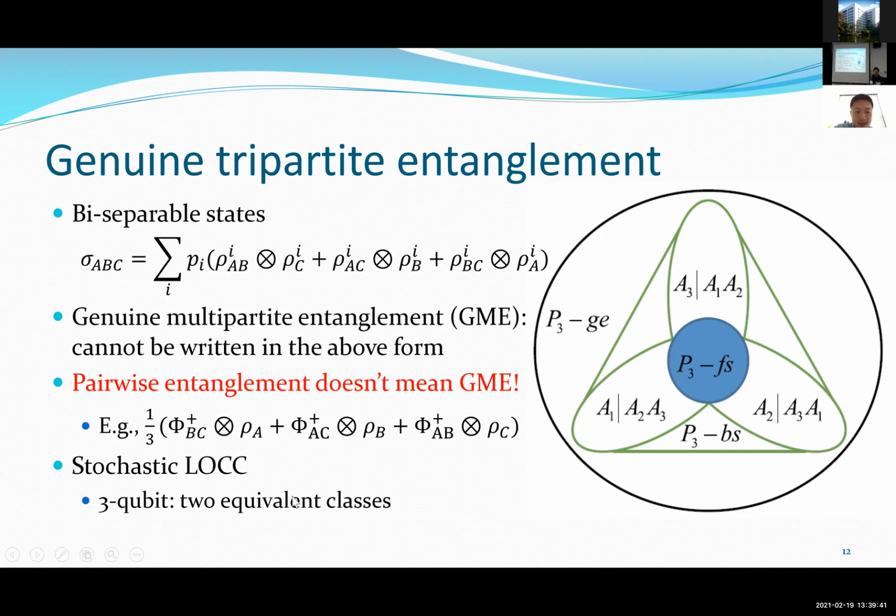And we know there are the famous Dür-Vidal-Cirac results, right? For the tripartite qubit case, the three-qubit case, there are two equivalent classes via stochastic LOCC, so there are W-like or GHZ-like states. But in general, when the number of parties gets bigger, like 4 or 5, we don't have such a nice classification of entangled states.